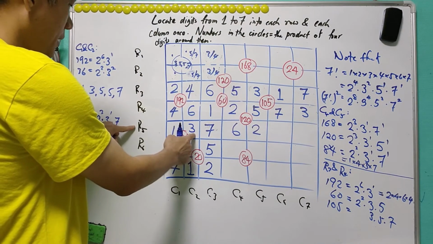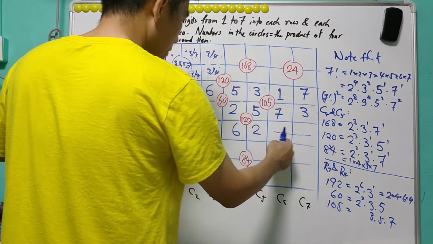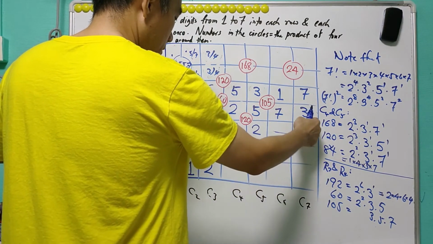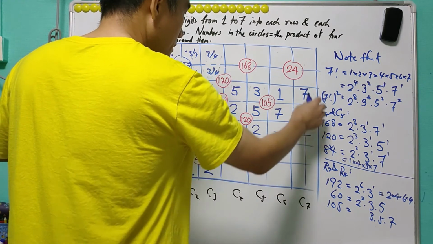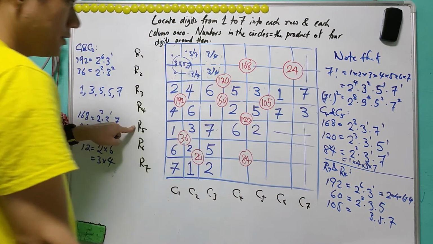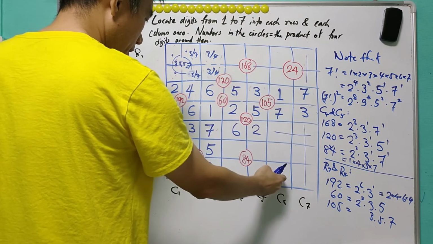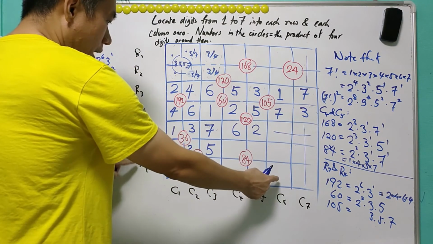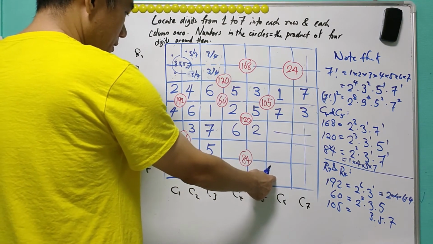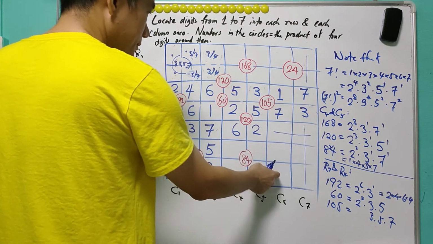Then we consider the number 3. In R5, there's a number 3. So no more number 3 in R5. And in C7, there's a number 3. So there shouldn't be any 3 in C7. Then we consider C6. For C6, the 3 must be either in R6 or R7. Otherwise, there won't be any 3 in here.